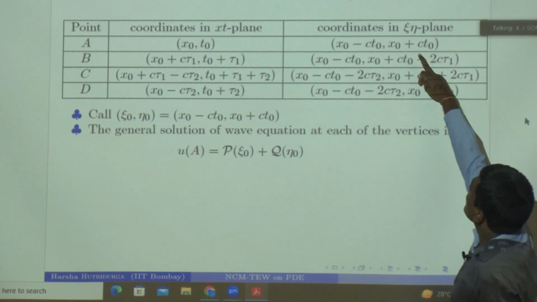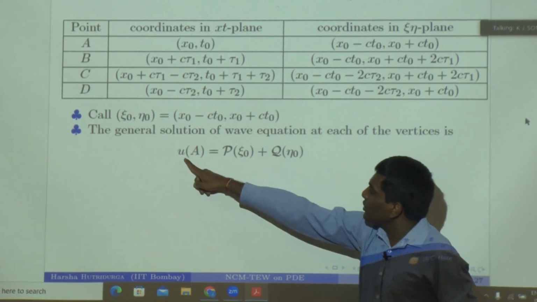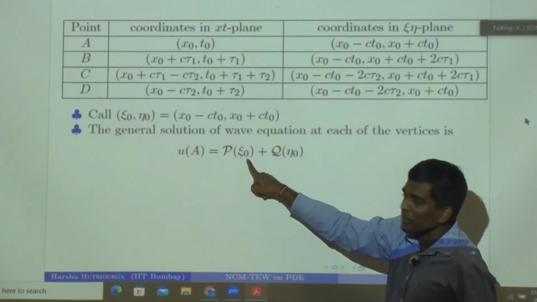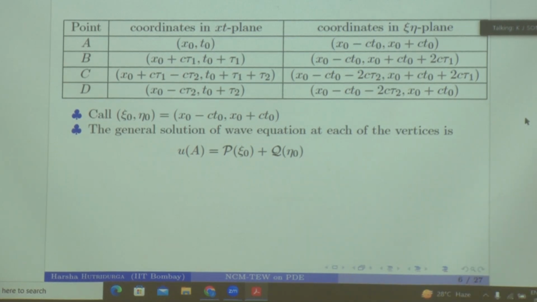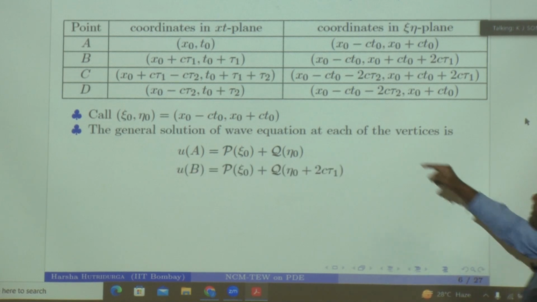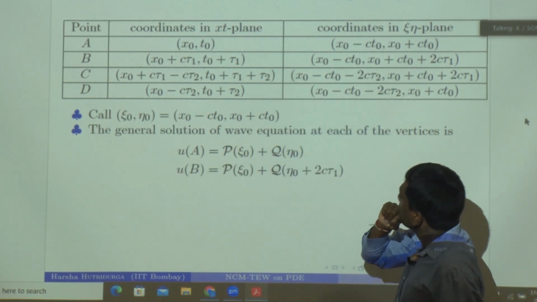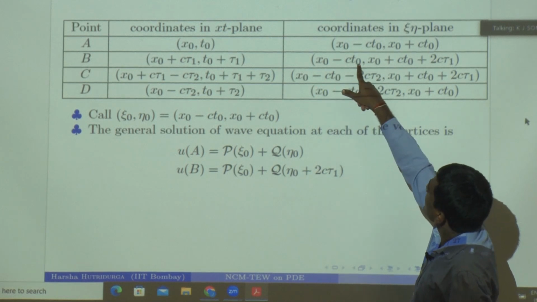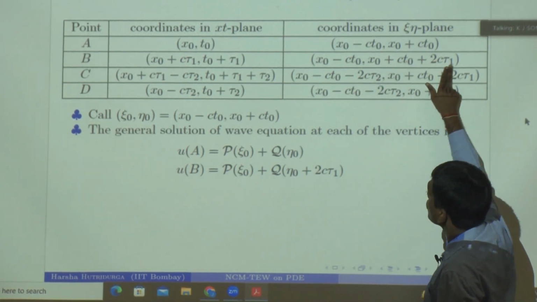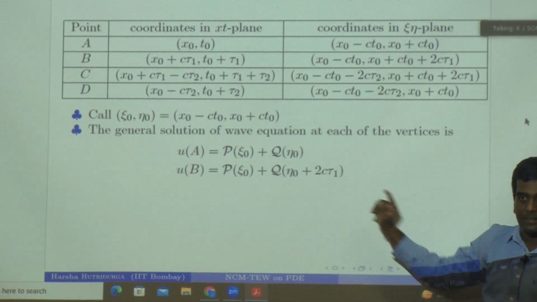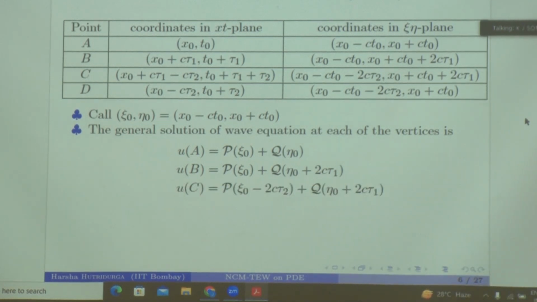So for the first point, the point A, the value of u at the point A is simply p evaluated at psi naught and q evaluated at eta naught. I mean, you don't care what p and q are, but for some functions p and q. And similarly, for this point B, you see, this is still psi naught. Then the second coordinate is eta naught plus 2c tau 1. So q evaluated at this. Similarly, the value of u at the point C is this, and the value of u at the point D is this.